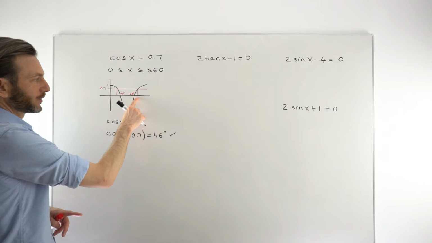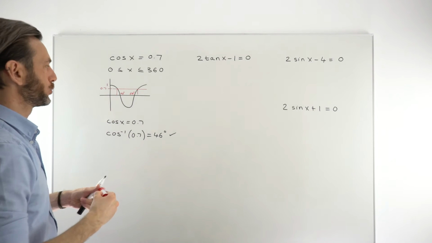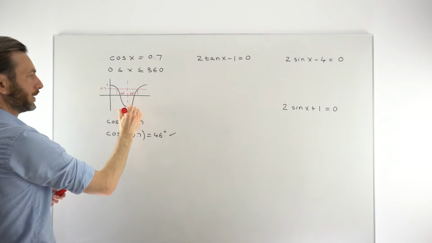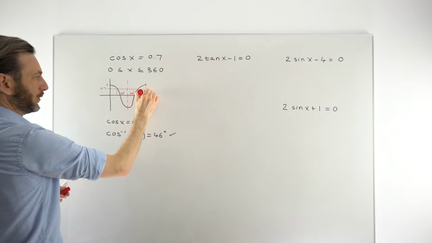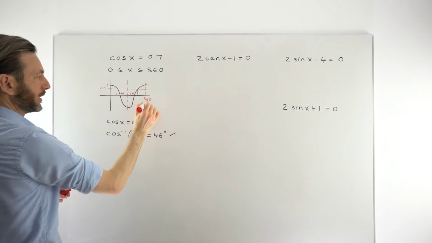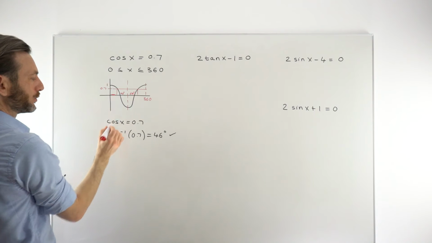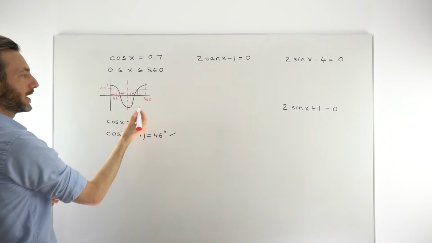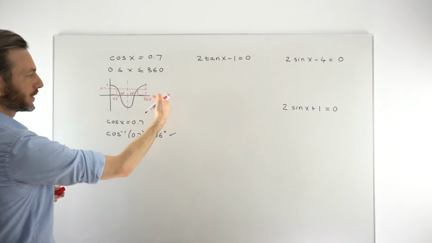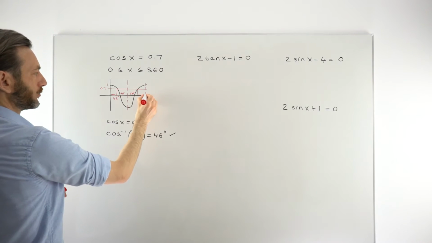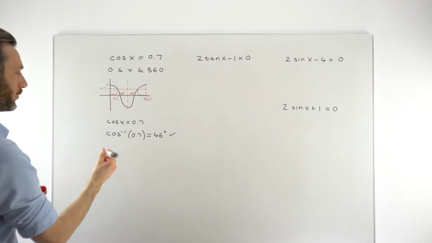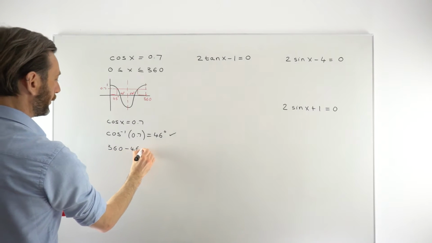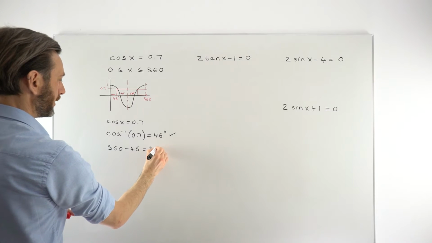But we also need a second solution, this one over here, and we can get that second solution partly off the symmetry of the graph. That would be one way to do it. Remembering that this end point on a cosine graph is at 360 degrees, that must mean that this length here, which we've now figured out is 46 degrees, and this length here should be the same. So this point here is 46 degrees back from 360. So we're just going to do 360 minus 46, and that will give us a second solution, which is 314.